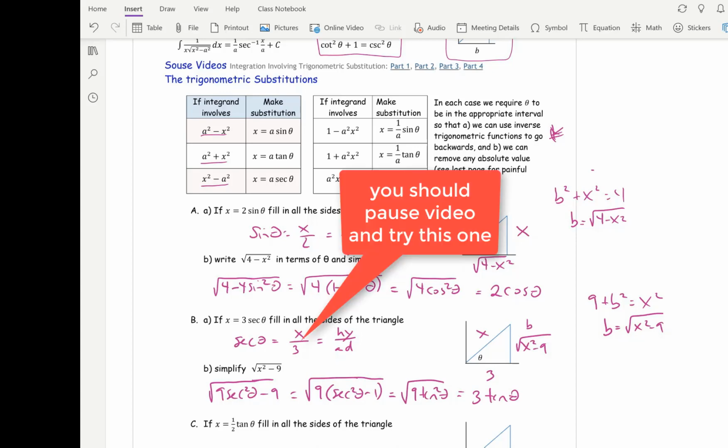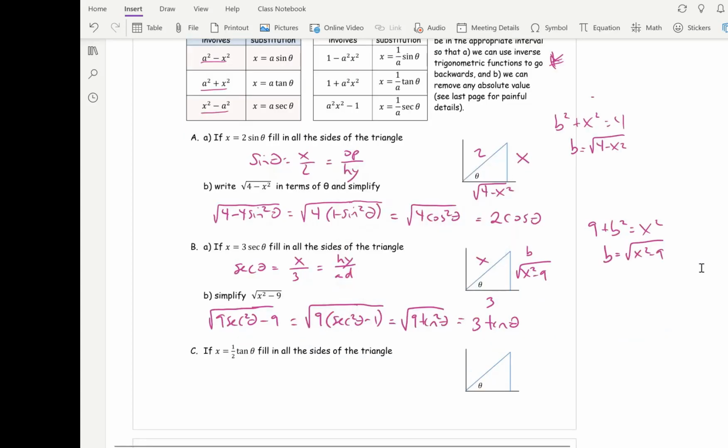All right, we'll just do one more. If x is 1/2 tangent theta, fill in the sides of the triangle. So solve for tangent theta. Tangent theta is 2x. I want to think of that as a fraction. So 2x over 1. And then tangent is opposite over adjacent. So this side is 2x, this side is 1, and I can fill in the hypotenuse using the Pythagorean theorem, and I get the square root of 4x squared plus 1.